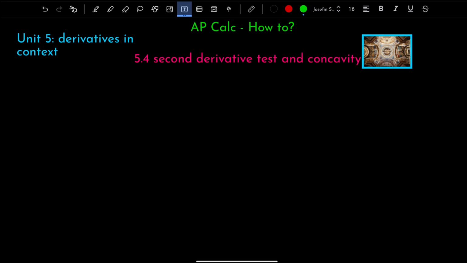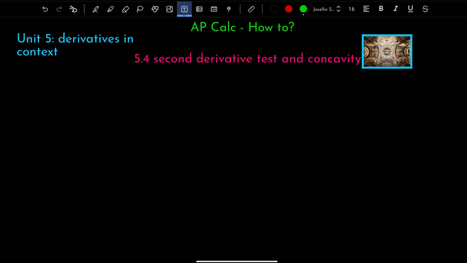In this video we're exploring the power of the second derivative to analyze graphs, including concavity, points of inflection, and using the second derivative test to identify local maxima and minima. We'll break down what the second derivative tells you, how to find inflection points, and then we'll walk through 3 classic examples together. Let's get started.